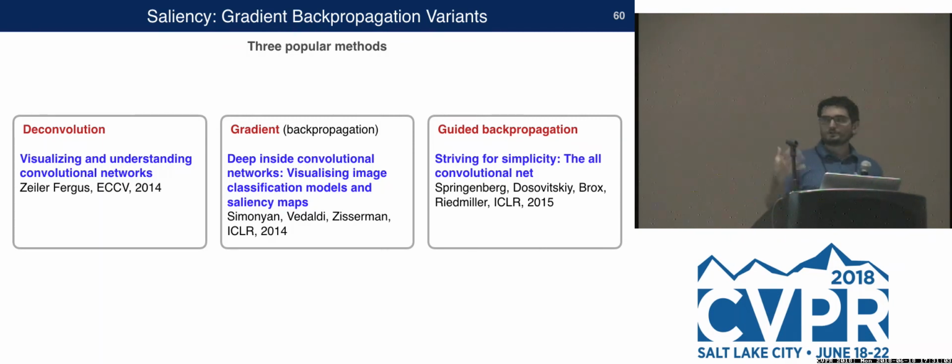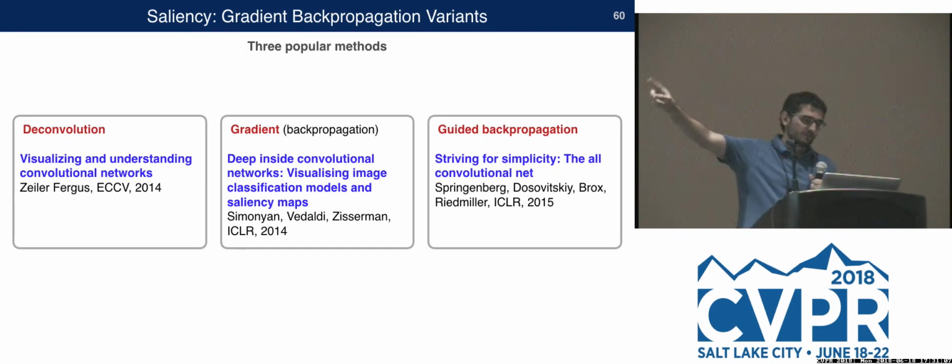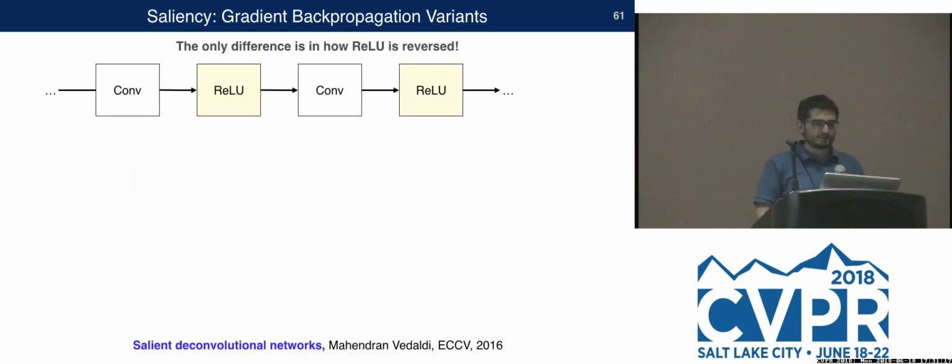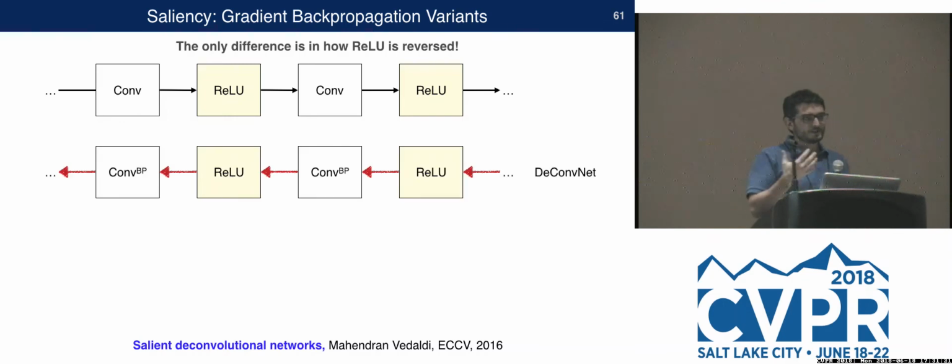So saliency through backpropagation has, in fact, many variants. The one that I just showed you is the one in the middle, simple backpropagation. Then we have deconvolution, and we have guided backprop. Now, the interesting thing about those is that they're essentially the same, except for minor differences. So that's your network going forward. And so all these saliency methods, basically, come up with a way of inverting those layers, so that you can propagate information backward.